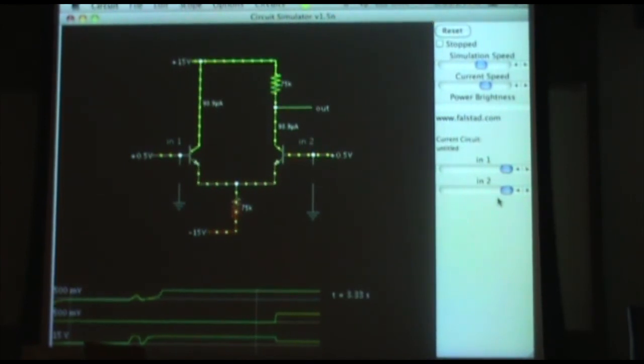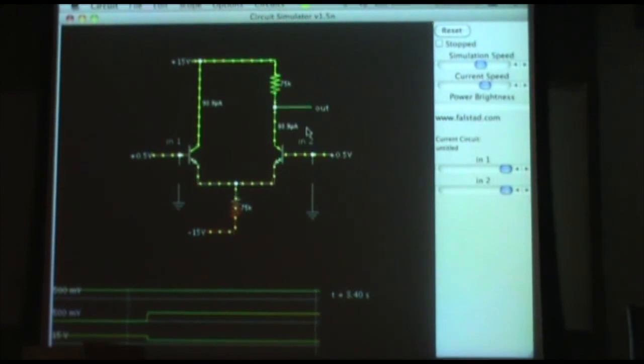This amplifier doesn't have what's called common mode rejection ratio. It doesn't have good common mode rejection ratio, which means that if you take both of these bases and you move them together, it has a slightly different output based on that, even though your ideal differential amplifier should not. And that is a result of this resistor here.